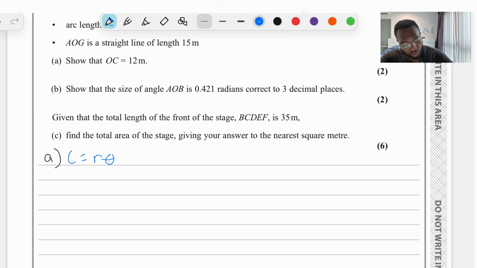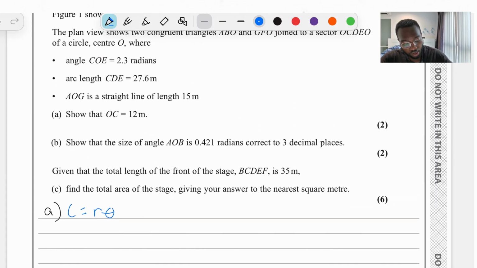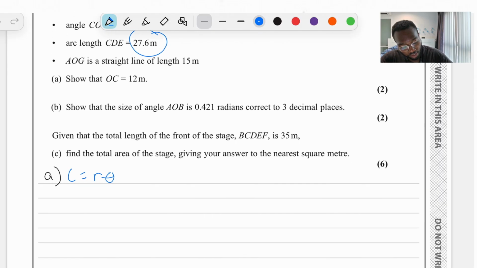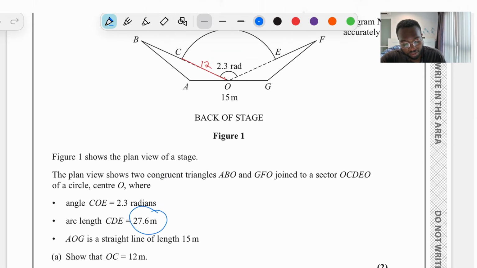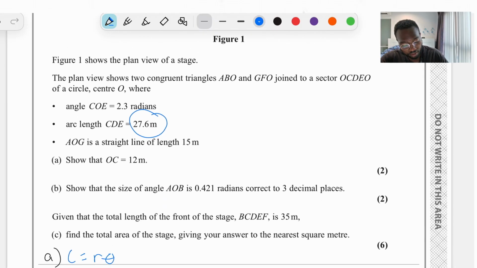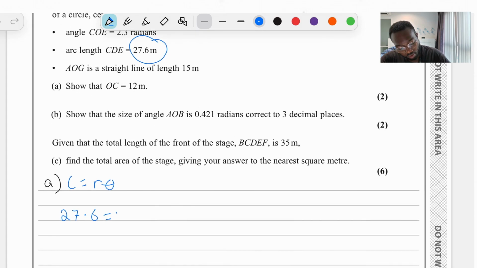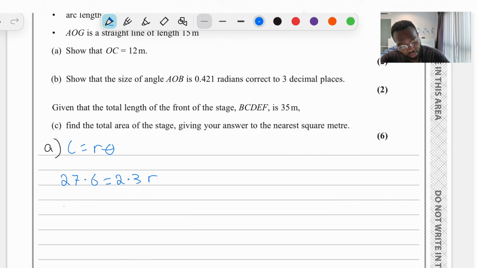We know L in the question, the arc length, they tell us here is 27.6. We know that's equal to R theta. Well, what is theta in this question? They tell us that theta is 2.3 radians. So therefore, it's just going to be 2.3R. And if you do 27.6 divided by 2.3, you will get exactly 12. So we know that the radius is 12.